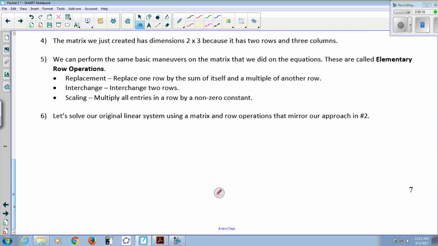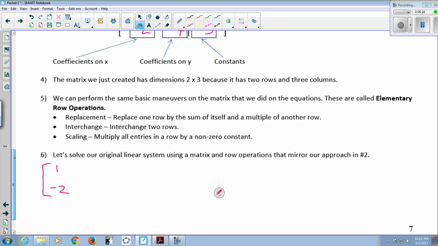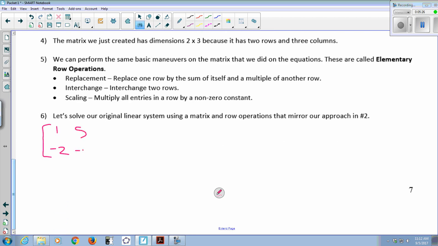So I start with my matrix: 1, -2, 5, -7, 7, -5.